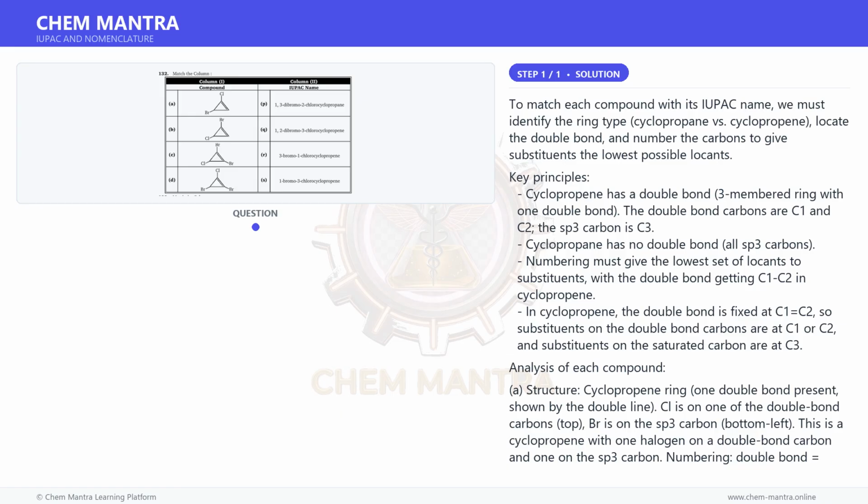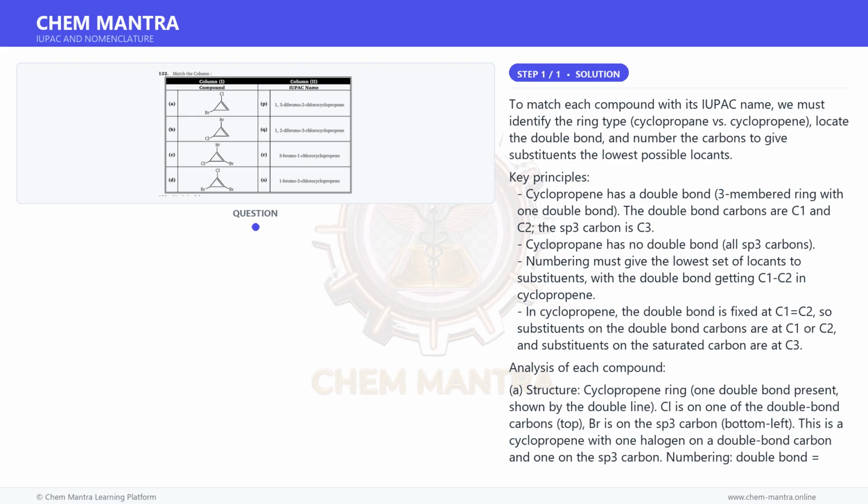In cyclopropene, the double bond is fixed at C1=C2, so substituents on the double bond carbons are at C1 or C2 and substituents on the saturated carbon are at C3.